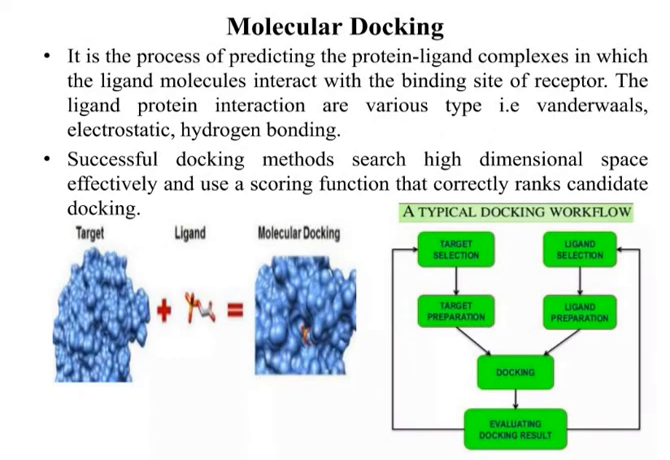Now, molecular modeling is a process of predicting the protein-ligand complexes in which the ligand molecules interact with the binding site of the receptor. The ligand-protein interactions are of various types: van der Waals, electrostatic, and hydrogen bonding. Successful docking methods search high-dimensional space effectively and use a scoring function that correctly ranks candidate dockings. You can see here the target-ligand molecular docking.